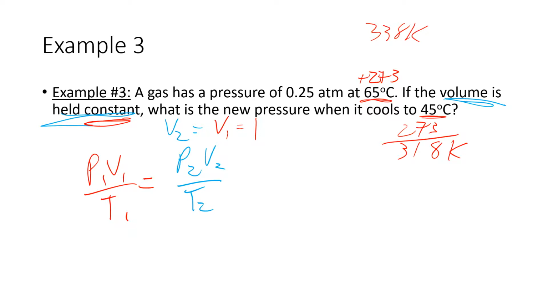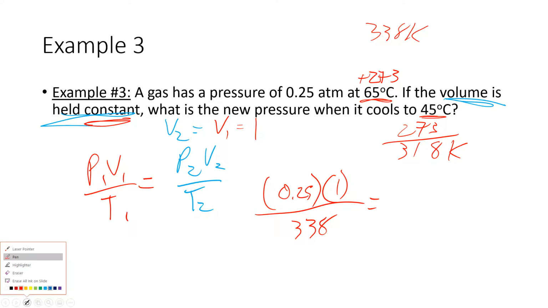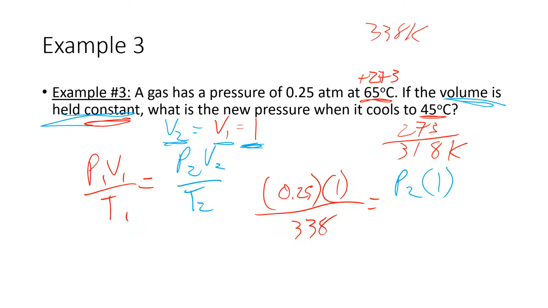So then we got our pressure is 0.25. Our V, we just said, is 1 because they were constant. Our temperature, we figured out to be 338. And that's going to equal the new pressure, which is what we're looking for, P2. Our new volume is the same as constant, so it's 1. So V2 equals V1 equals 1. And then you divide that by the 318. And you're solving for P2. So in this case, you just do 0.25 times 1 divided by 338.